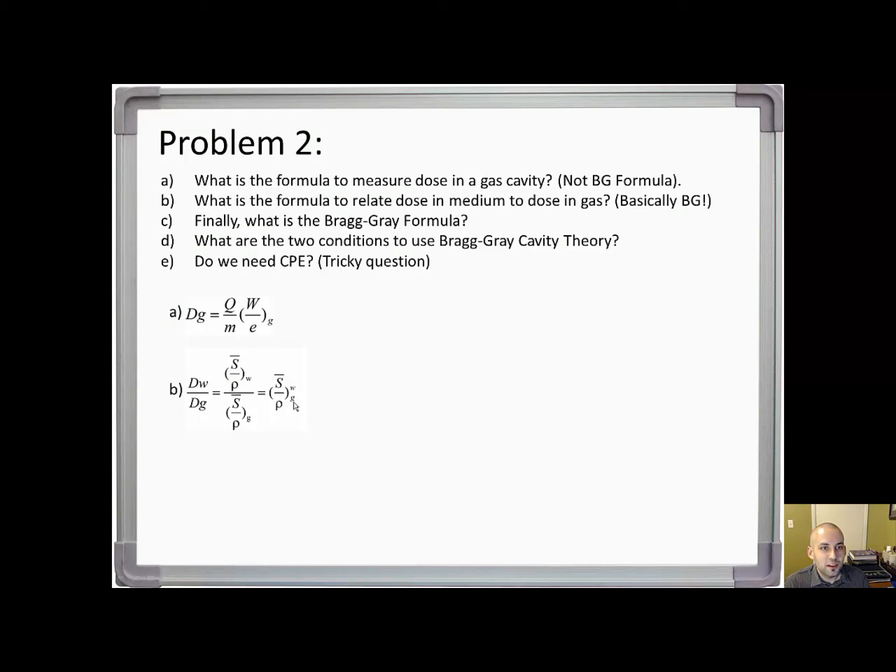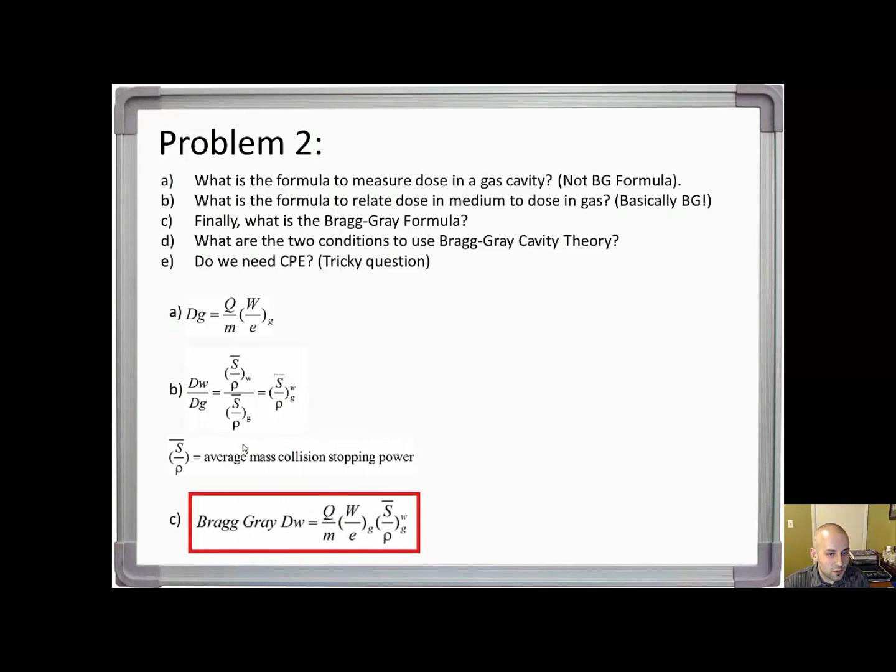And then C, finally, what is the Bragg-Gray formula? Oh, yeah. So here we go. It's the average mass collision stopping power. So here's the formula for Bragg-Gray. It's the charge measured divided by the mass of gas times W over e, the average energy in air to produce an ion pair, and (S/rho) with the line on top of S, which is the average mass collision stopping power ratio, right? Where W denotes the wall or medium, and G is the gas or cavity.